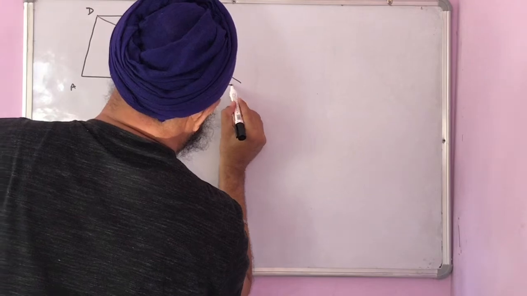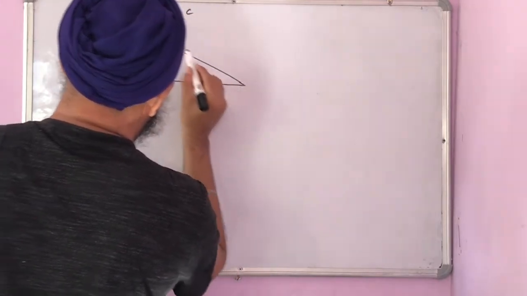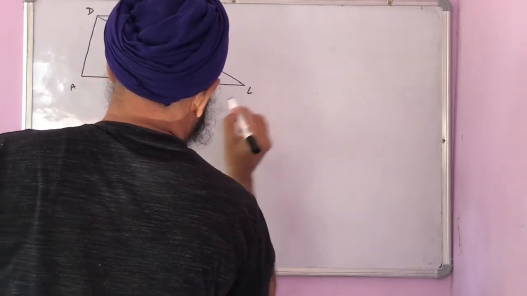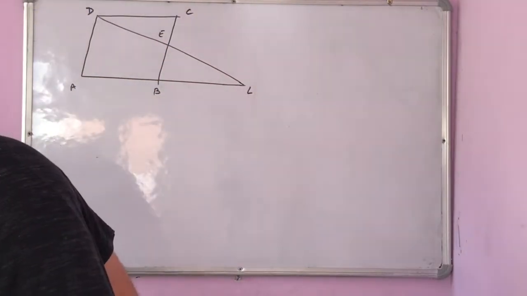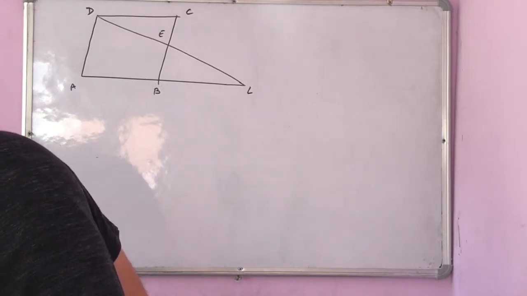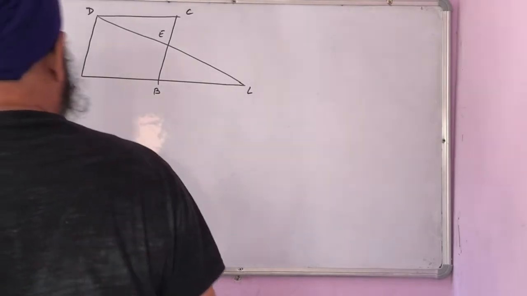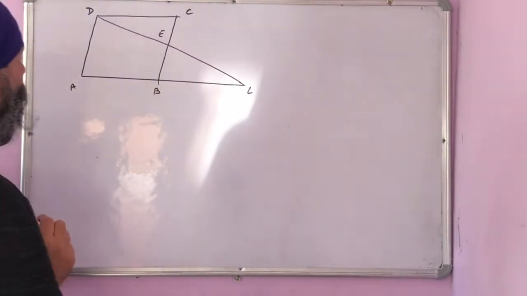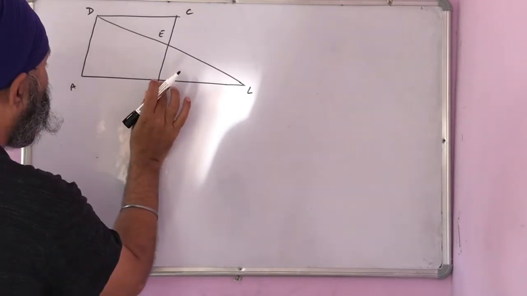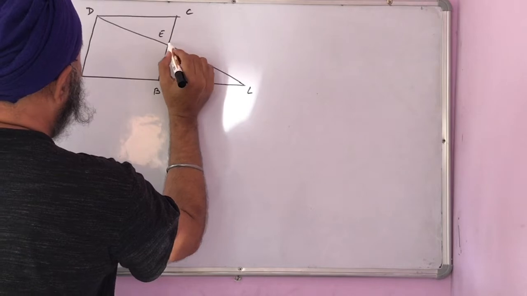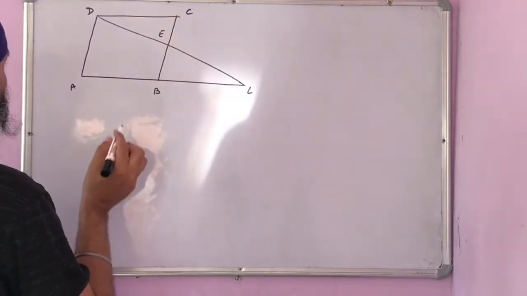I join. This is E. E is midpoint of BC. We have to prove that DCE is congruent to LBE. So E is midpoint of BC, it means EC is equal to BE.